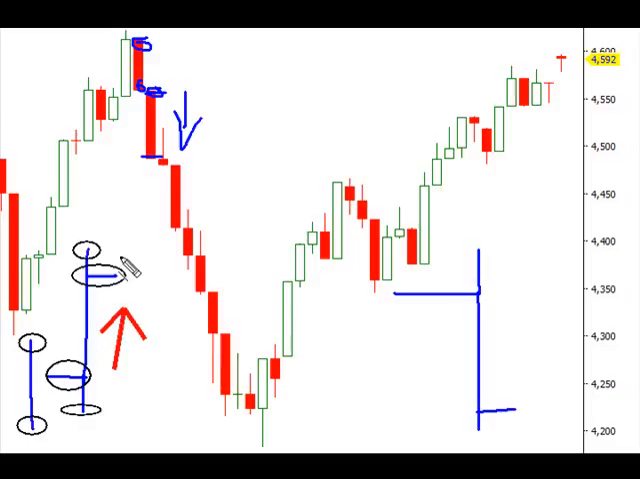Okay, once again, you want to use some other confirmation, some indicators and stuff like that. But I'm not giving you a whole trading system here. I'm just giving you some tools to look for when you're looking at the market.